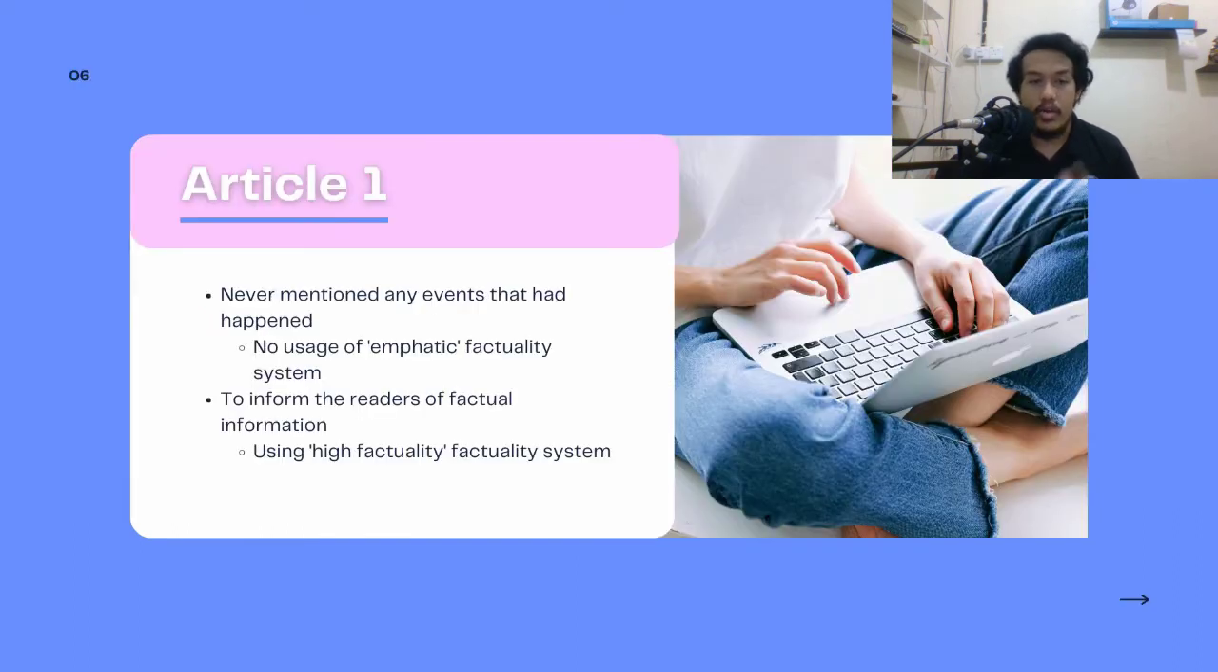In Article 1, the author did not use any emphatic factuality system. Therefore, there are no events in the past that were mentioned by the author. Moving on to the high factuality subcategory, it can be seen that the author is trying to inform the readers of factual information so that the readers may be up to date with the current situation. For example, the statement "a trip is still a rarity for most" by the author means that the event is still ongoing during the utterance of the statement.